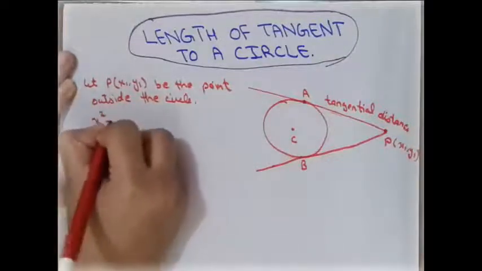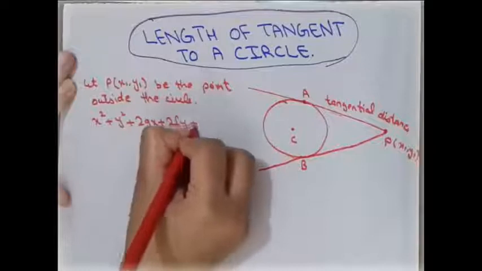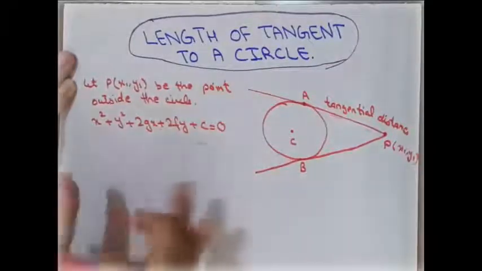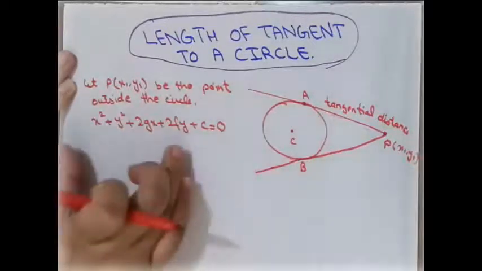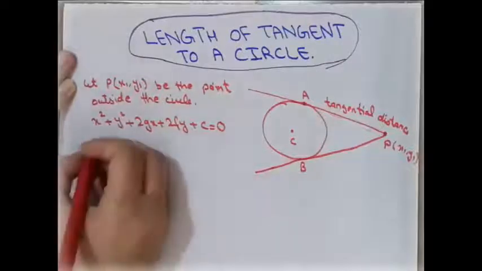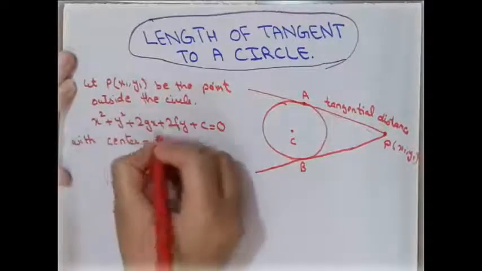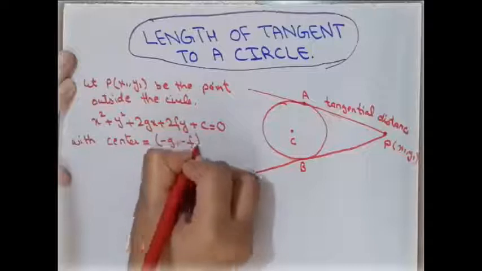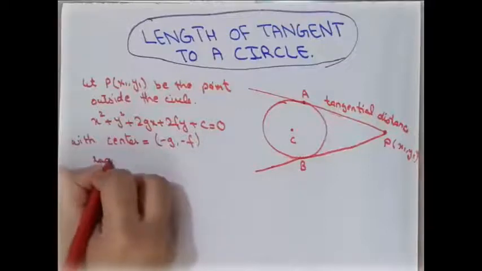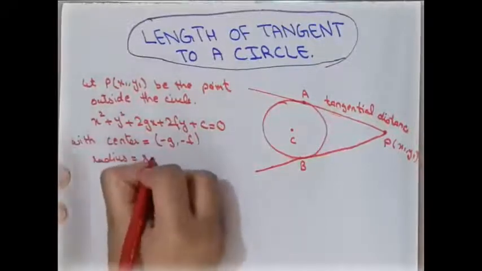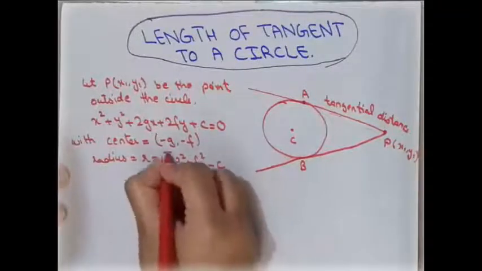It is x² + y² + 2gx + 2fy + c = 0. Basically this is the general equation of this circle, and we already discussed the radius and center of the general equation of a circle, with center (-g, -f). We already found these centers and radius in previous videos. So the radius, which we suppose as r, is √(g² + f² - c).